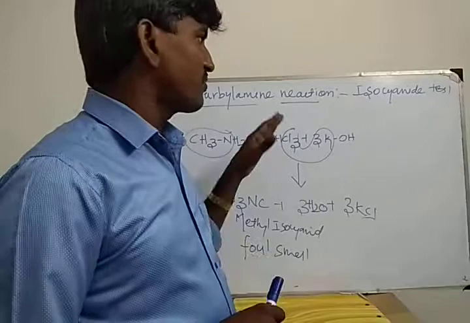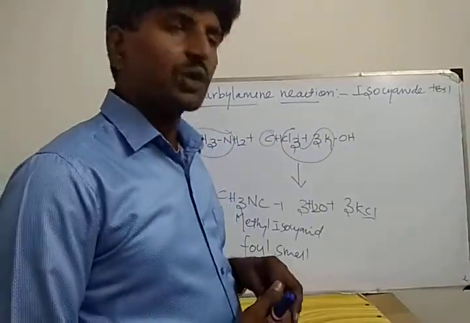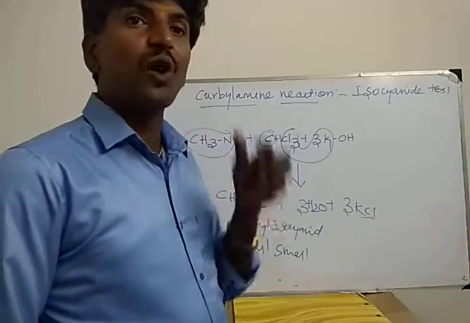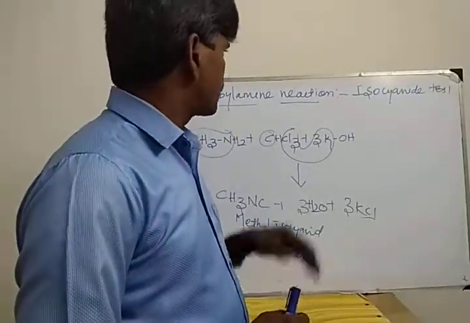Okay, so 4 reactions I taught in this video. First one is alkylation, second one is acylation, third one is the Schotten-Baumann reaction, fourth one is the carbylamine reaction. Okay, so 4 reactions over.